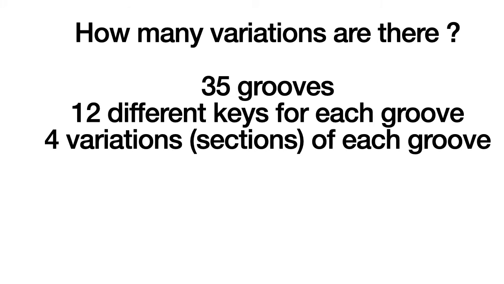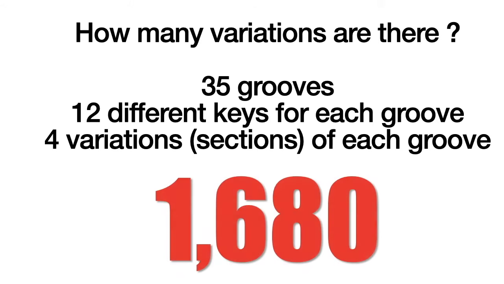How many variations are there? Well, there are 35 grooves. And there are 12 different keys that you can play a groove in. And there are 4 variations, which we call sections, of each groove. So if you do all the math, it turns out there are 1,680 different grooves or variations of grooves that you can play.